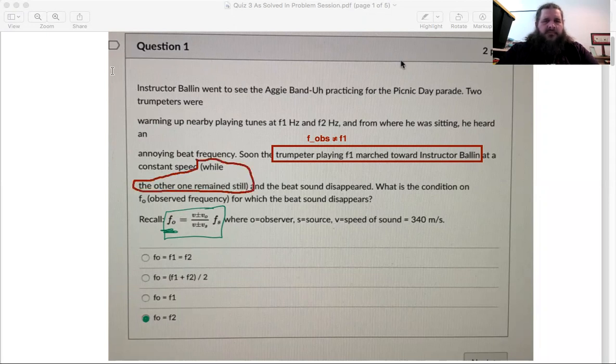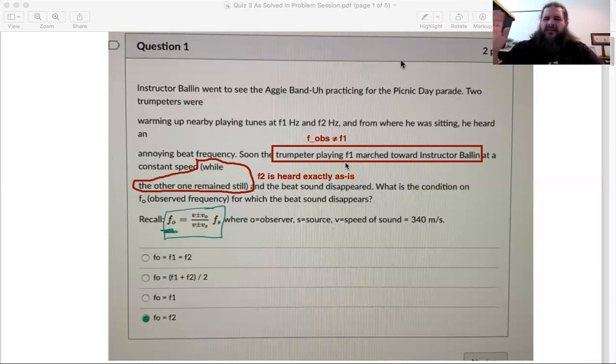Sorry, can you repeat why the observed frequency doesn't equal F1? Yeah, the fact that the source is moving. In general, if the source is moving or the listener is moving, then the Doppler effect is going to be in play here. The frequency that the listener hears is not the same as the frequency that the source produces.